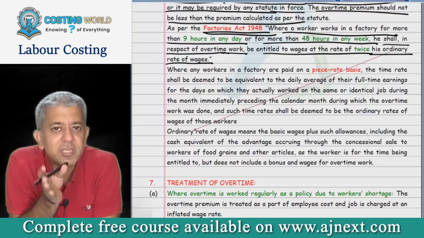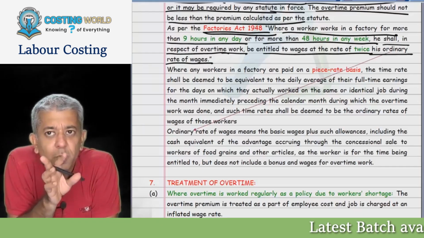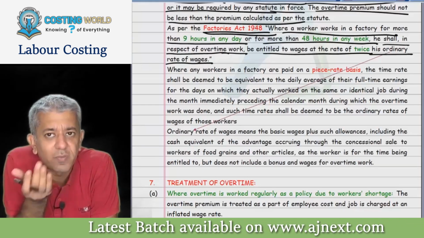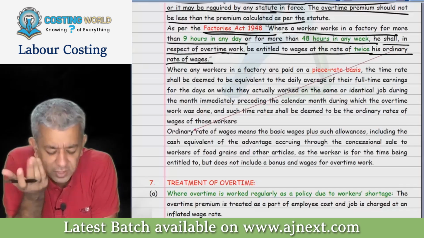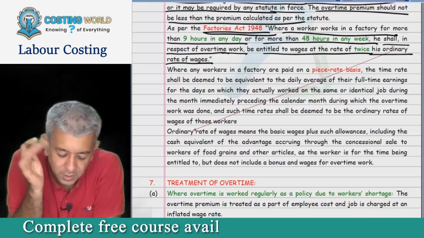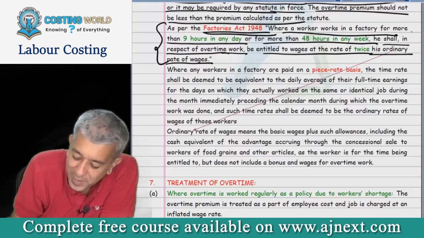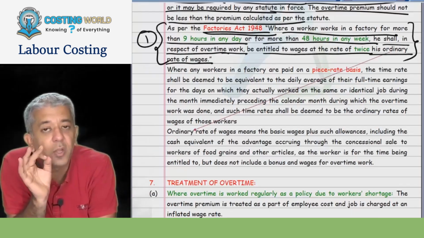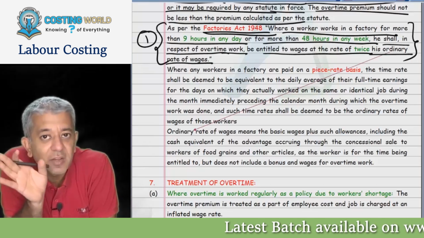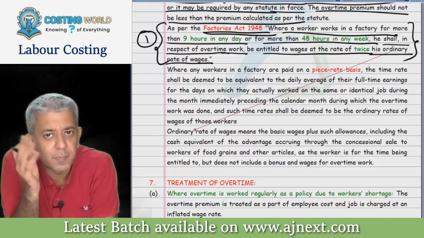Okay. And obviously a worker will take advantage of both these things and ultimately will select whichever is higher. Wherever he gets more money, he'll go for that particular thing. So this is your first paragraph. Therefore this thing you got to remember. If they tell you now to apply the Factories Act for calculation of overtime, then directly apply this particular thing.